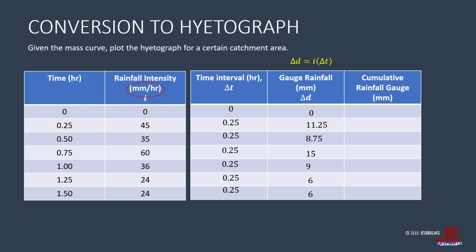But what we need is the cumulative depths. That is why we add them to fill the cumulative rainfall depth column. Starting with 0, the next value is 0 plus 11.25, which is 11.25. Next is 11.25 plus 8.75, giving 20. Then 20 plus 15, resulting in 35. Next is 35 plus 9, which is 44. Also 44 plus 6 is 50. Then lastly, 50 plus 6 is 56.